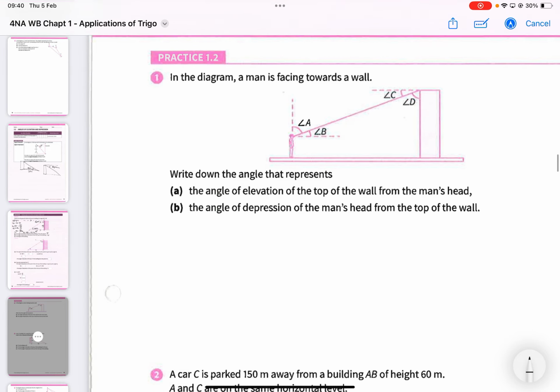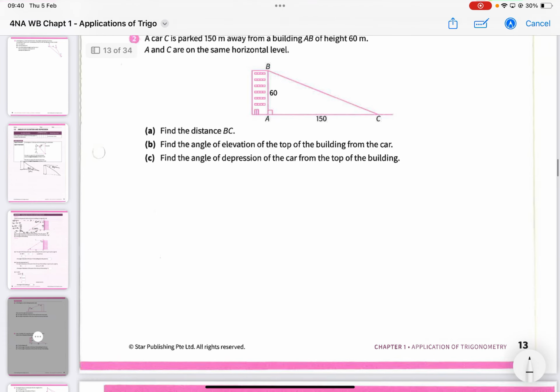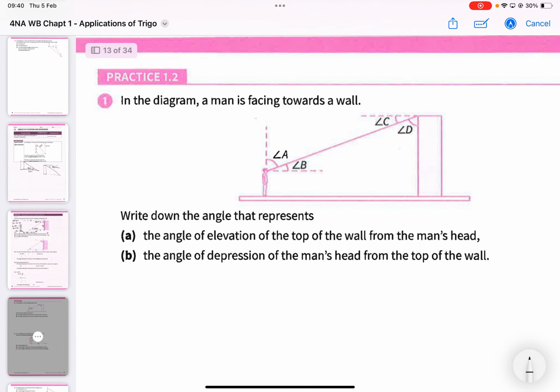Okay, question 1. Next page. Page 13. In the diagram, a man is facing a wall. Then write down the angle that represents the angle of elevation of the top of the wall from the man's head. So the man's head is here. The top of the wall is here.